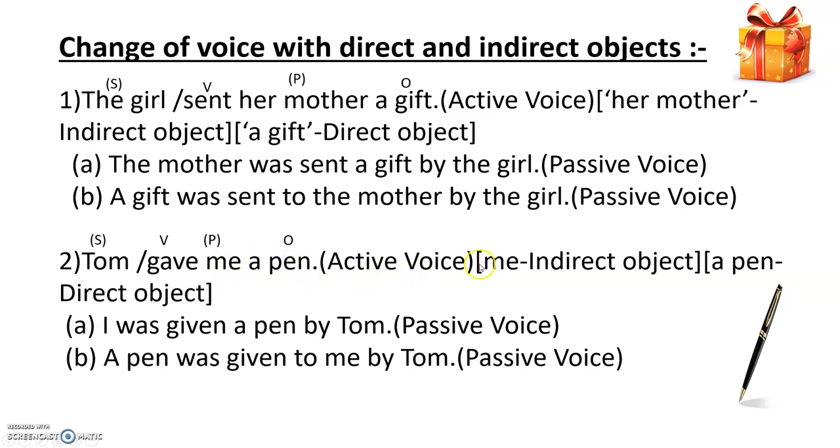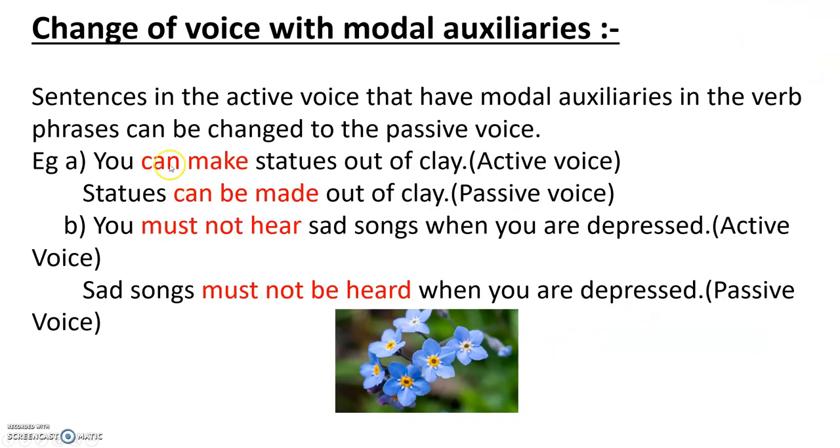Now this is the active voice. How do I know? Because Tom is doing the action and Tom is in the subject. Now if I have to change it, let me use the object to start with, in the subject. Me will become I. I was given a pen by Tom, passive voice. Or you can say a pen was given to me by Tom, because pen also is the object. So in cases like this, when you have direct and indirect objects, you can have two answers to the sentence.